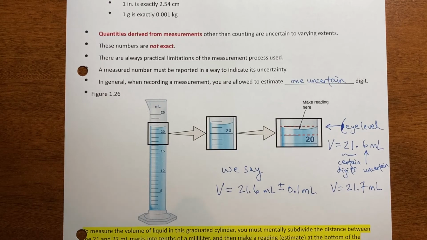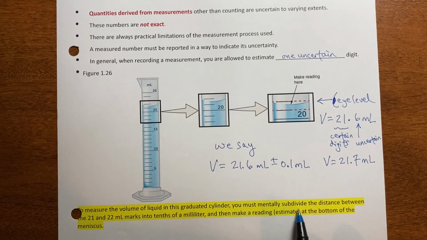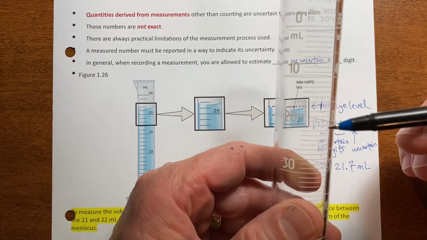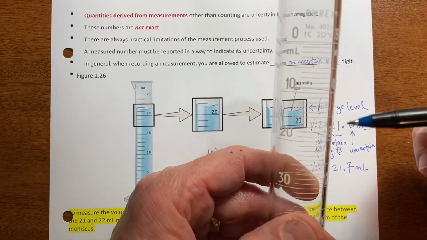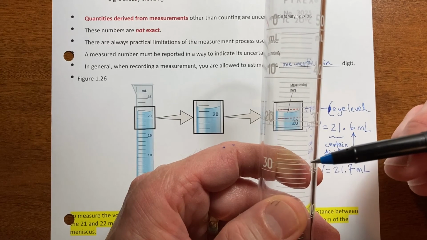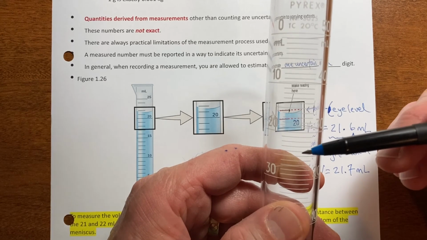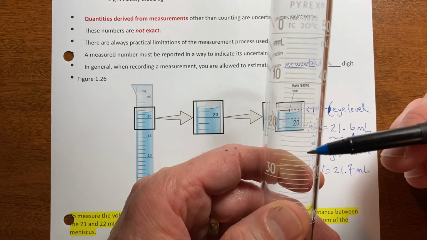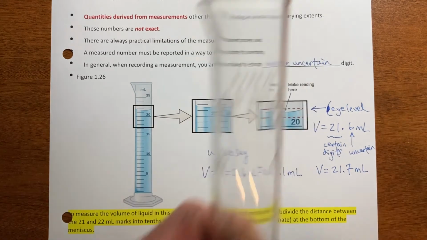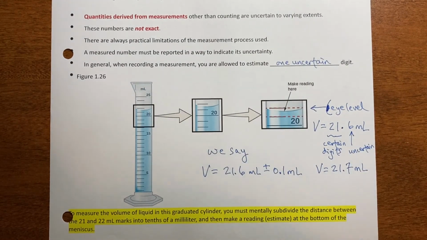To measure the volume of liquid in this graduated cylinder, you must mentally subdivide the distance between the 21 and 22 milliliter marks into a tenth of a milliliter, and then make the reading estimate at the bottom of the meniscus. So again, on this device, you'd see this would be 20, 21, 22, 23, 24, 25, and so on. But the water level could be in between some of these marks. So how do you express a level that's in between? You have to go to the tenths place. That's how you properly read a device like a graduated cylinder.